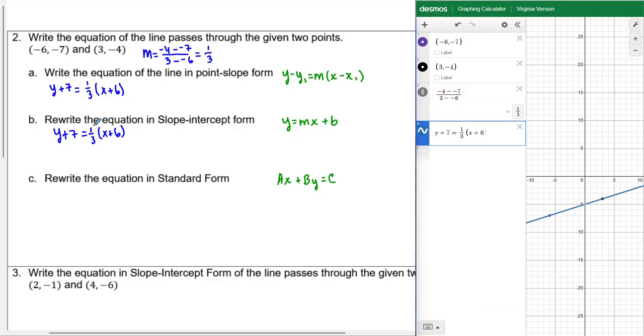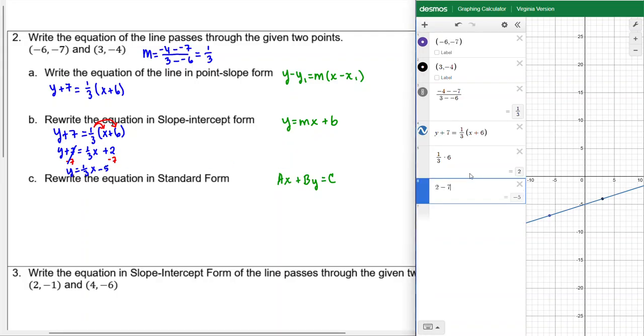And then we're going to go ahead and distribute the 1/3 to get rid of the parentheses. Okay, so you're going to just bring this part down. Y plus 7 equals 1/3 x, and then 1/3 times 6 is going to be 2, so +2. And then just take the 7 over, so subtract 7 on both sides, and then you have y equals 1/3 x. 2 minus 7 is -5.